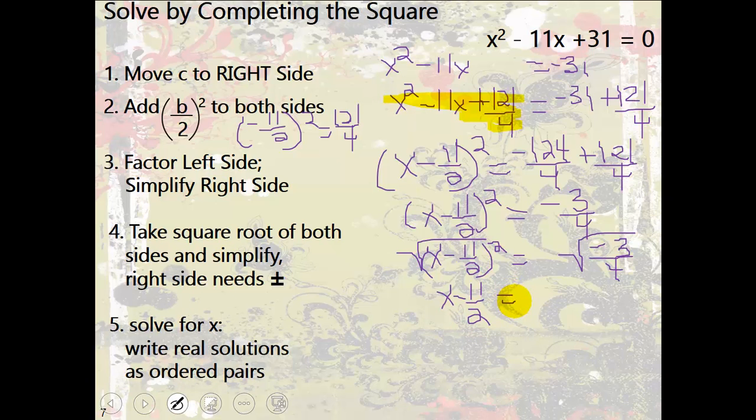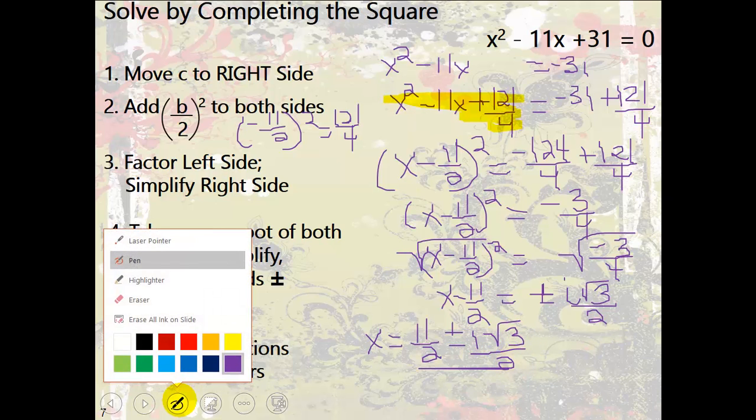equals, and now I'm going to simplify this, okay? I'm going to do two things. I'm going to take this 4 and I'm going to take it out of the radical as 2. The square root of 4 is 2 and it stays in the denominator. Now I'm going to take the i out of the square root of negative 3. So I get plus or minus i root 3. Okay? Now I'm going to move my negative 11 halves over, so I get x is equal to 11 halves plus or minus i root 3 over 2.